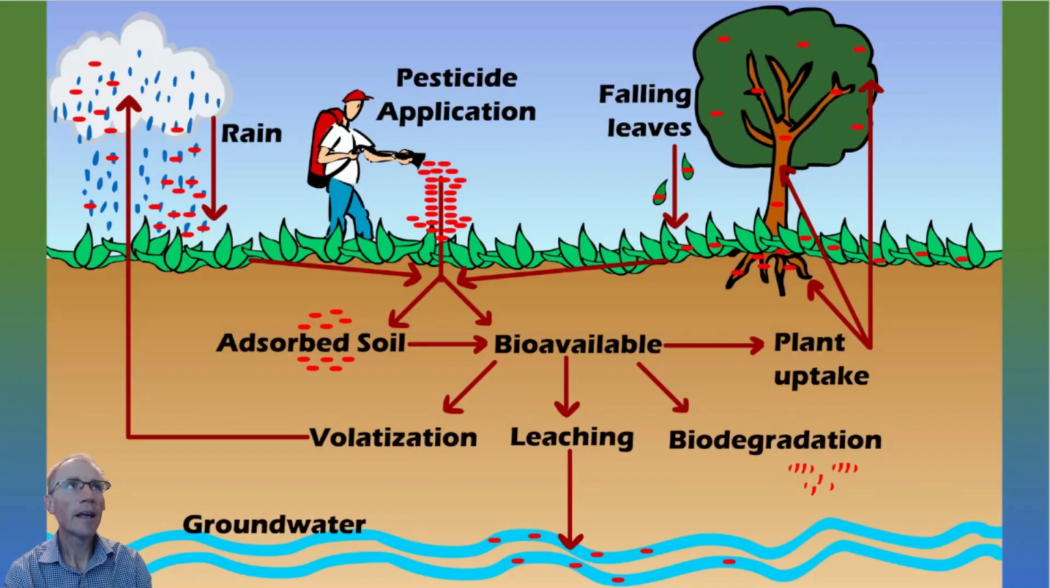In this slide again, we're introducing the concepts of pesticide application, rain, falling leaves, absorbed soil, bioavailable, plant uptake, volatilization, leaching, biodegradation, and how pesticides get down to the groundwater. Take a few moments to review this slide.